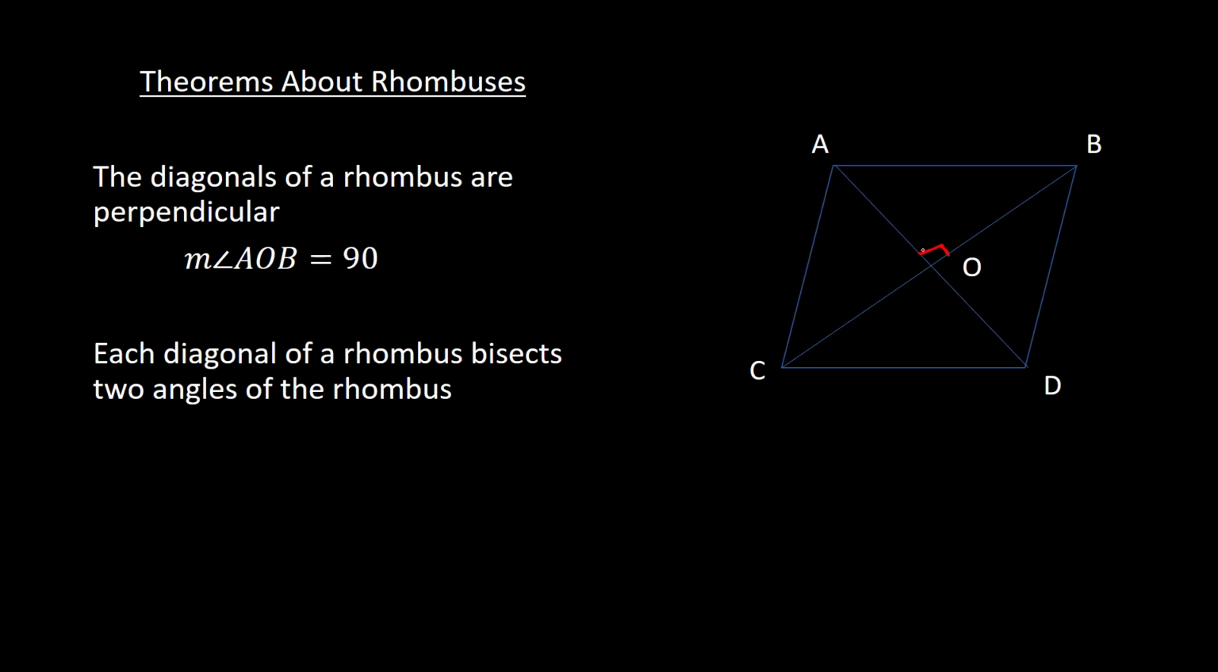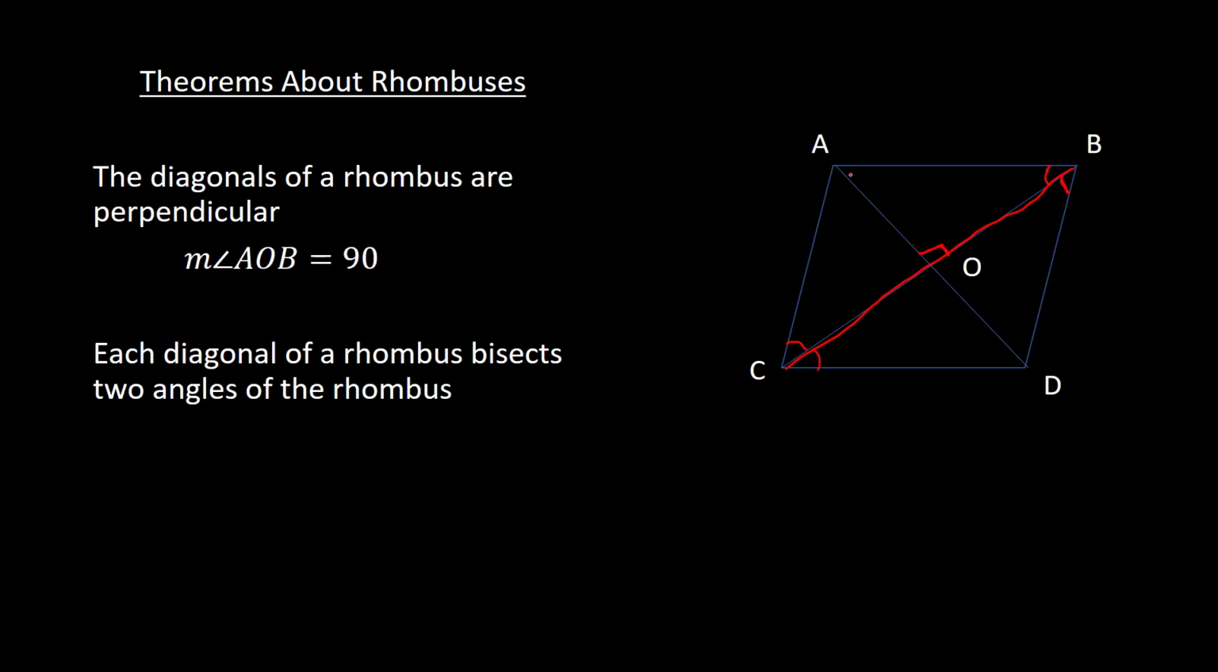A second theorem is that each diagonal of a rhombus bisects the 2 angles of the rhombus. Which means that if you were to look at this diagonal right here, this one is bisecting the angle on the top right, so ABD, so that now ABO is congruent to angle CBD. And also bisects angle ACD, so that ACO would also be congruent to OCD.